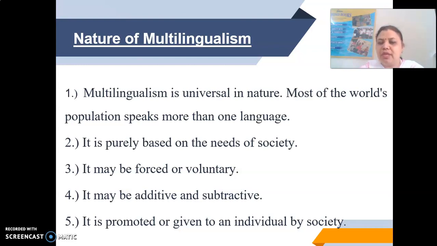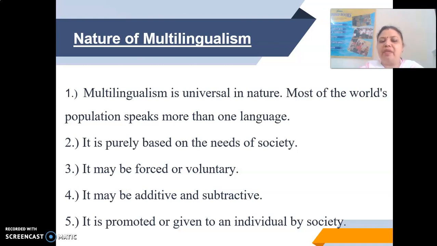But sometimes it is forced, if we are working somewhere, or maybe people got transferred from one place to another, where people speak a different language which is not our native language or mother tongue. To establish relationships with them or to communicate with them, we learn the languages belonging to that particular place where we got transferred. It may be additive and subtractive. Language is a dynamic concept which keeps on changing as we move from one place to another. So language keeps on adding something new into it, and sometimes we also remove something from that language.